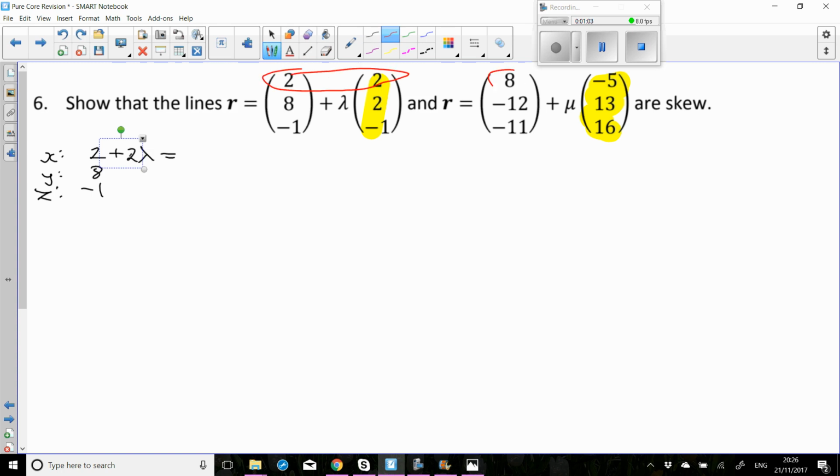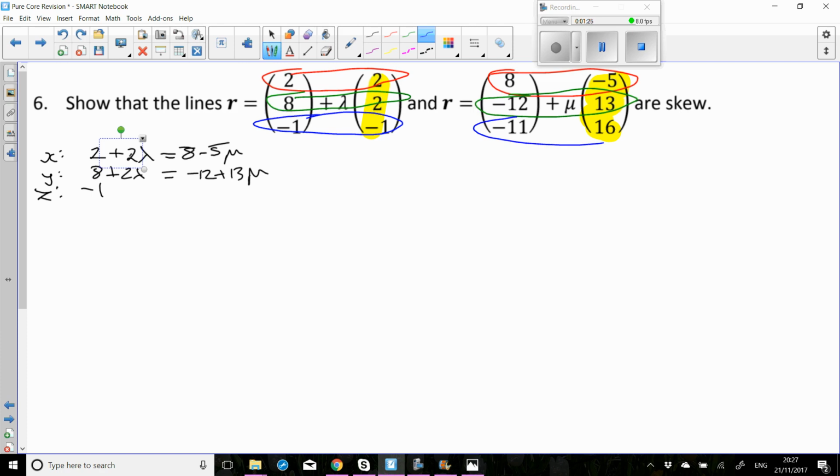so looking at this way here, 8 minus 5 times mu. Then I'm going to do the same with the y. So 8 plus 2 times lambda must equal negative 12 plus 13 mu. And there must be a point here where negative 1 take away lambda must equal negative 11 plus 16 mu.